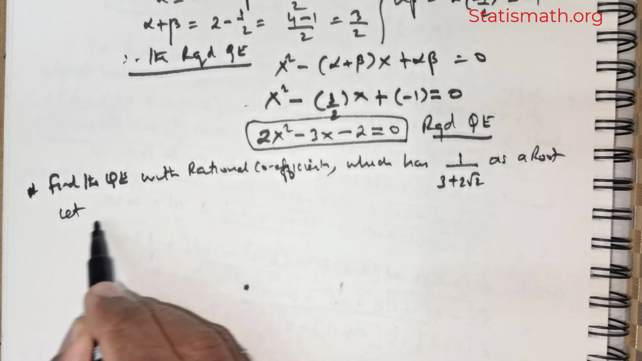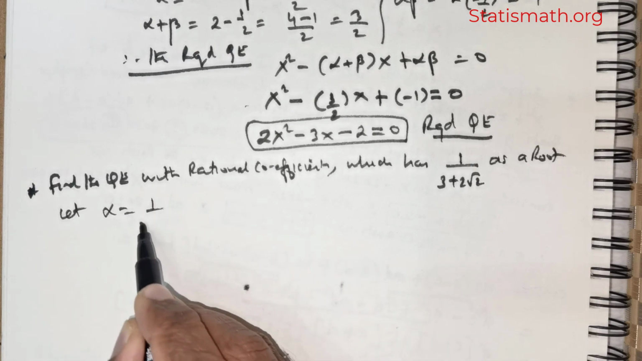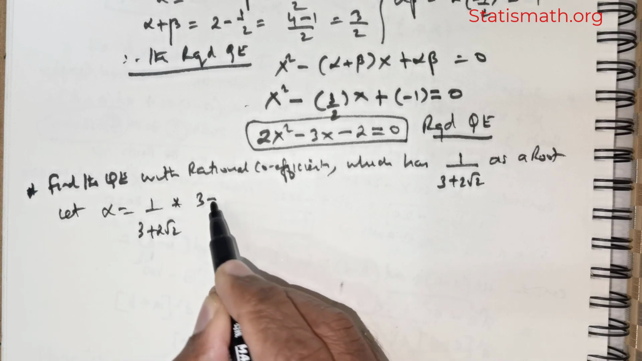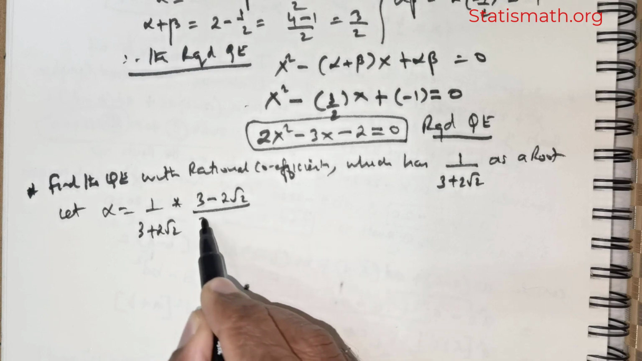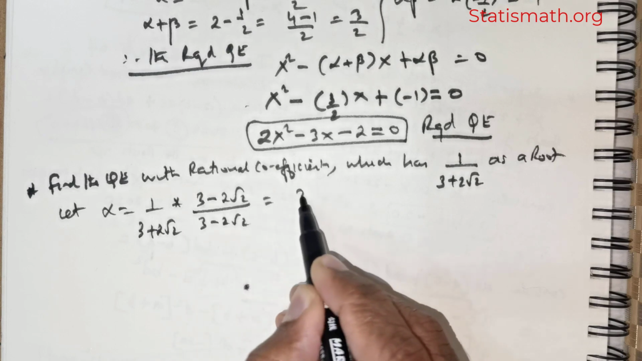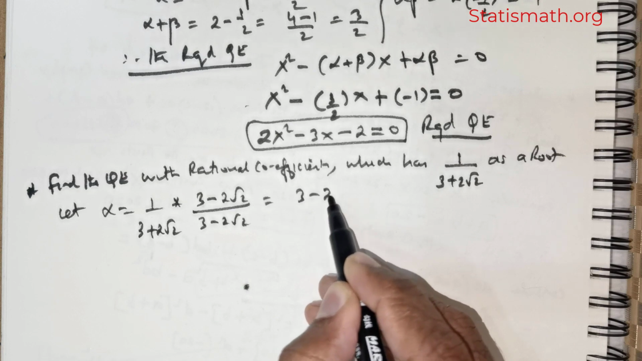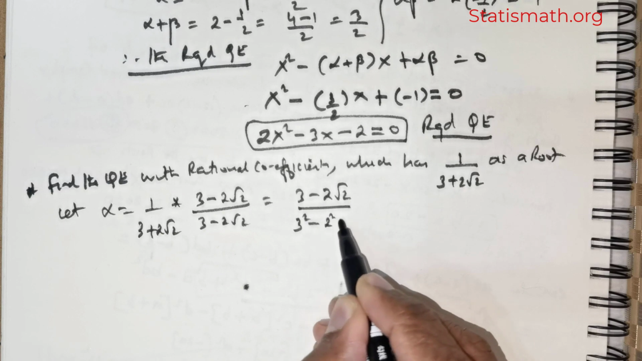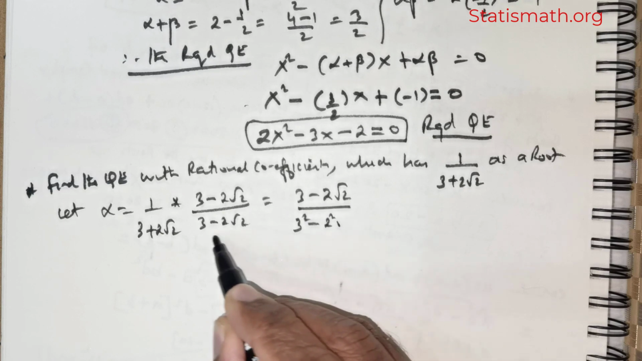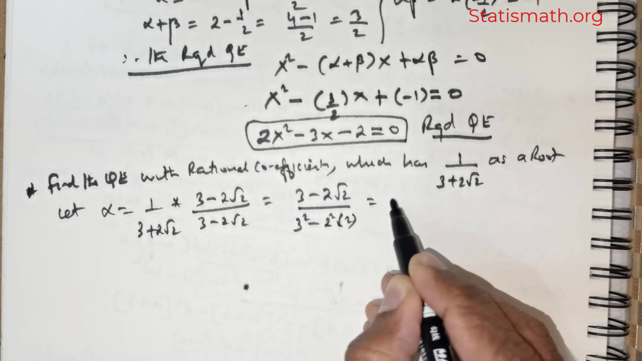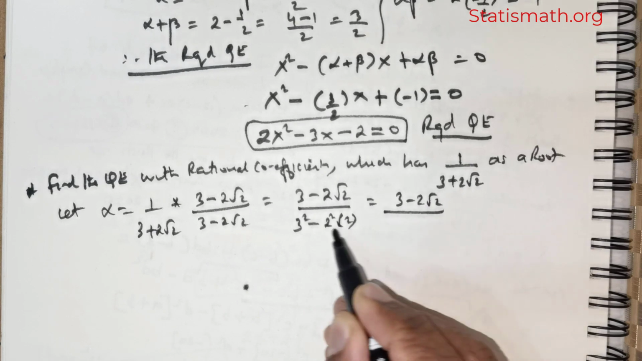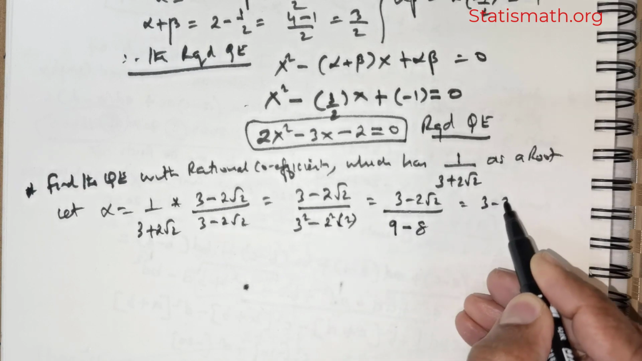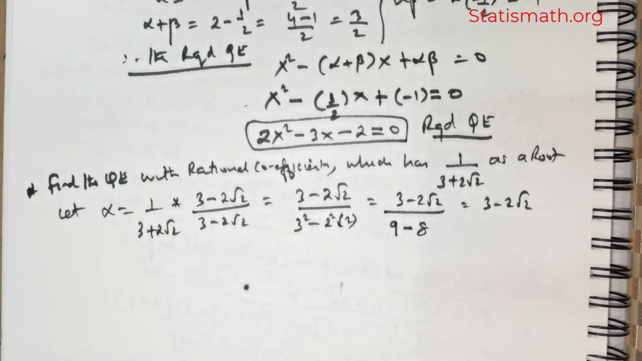So solution, let alpha be that root, 1 over (3 plus 2 times root 2). I will rationalize it by multiplying the numerator and denominator by (3 minus 2 times root 2). This is going to be (3 minus 2 root 2) divided by 3 squared minus 2 squared, and root 2 into root 2 would give me 2. So this is going to be (3 minus 2 root 2) divided by 3 squared is 9, 2 squared is 4, 4 times 2 is 8. So 3 minus 2 root 2 is my alpha.